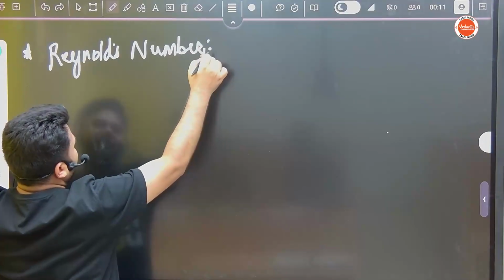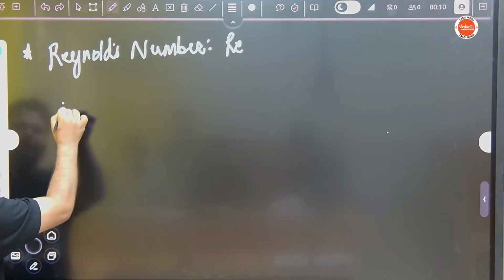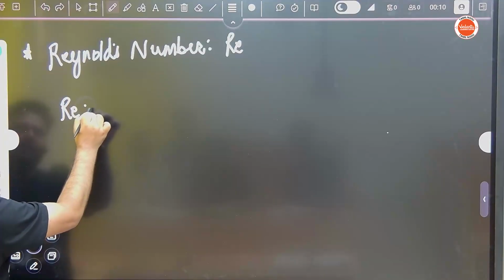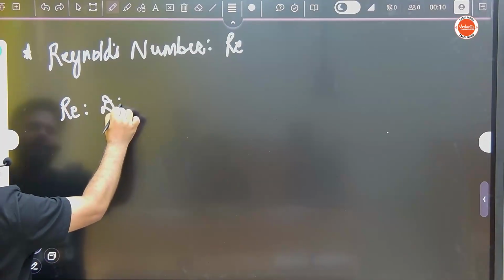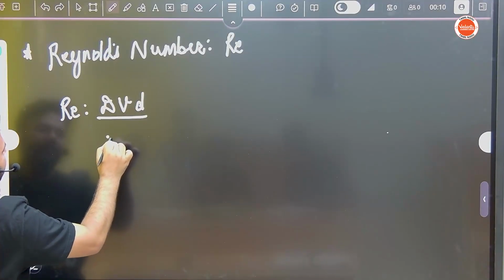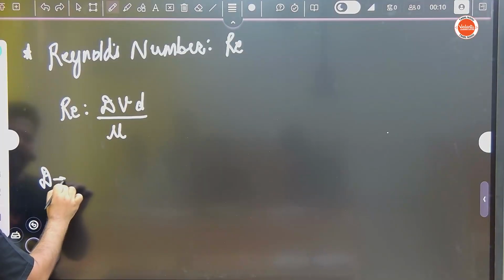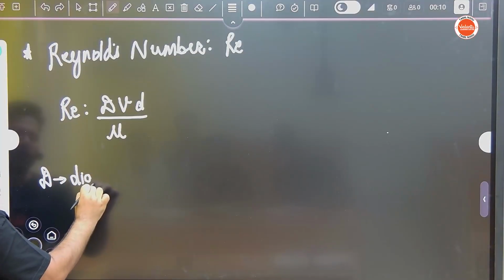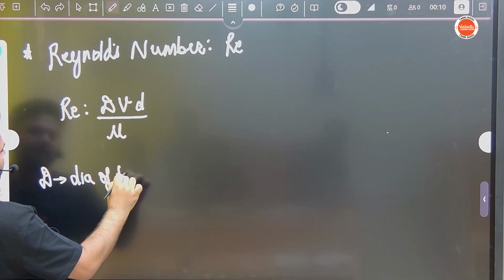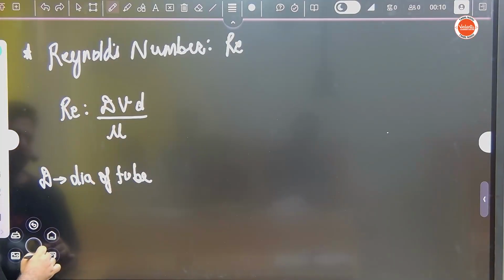It is a number, a dimensionless number, the Reynolds number. Its formula is DvD/mu. What is D? Capital D is the diameter of the tube in which the fluid is flowing. Suppose fluid is flowing in a tube, so D is the diameter of the tube.